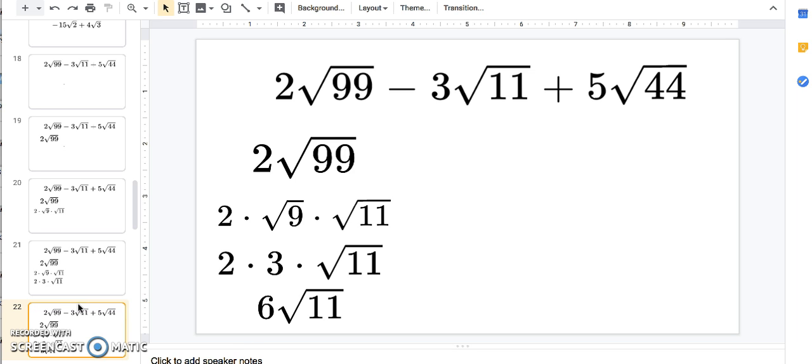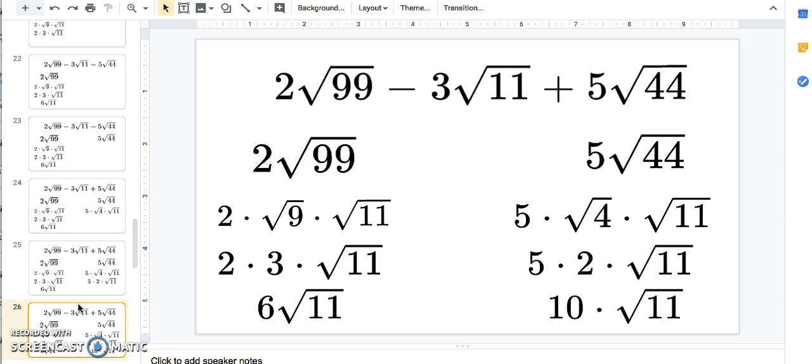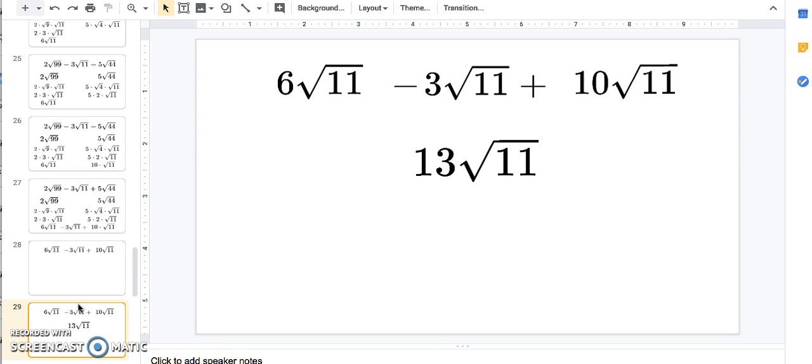Now I look at my second term, negative 3 radical 11. I can't simplify radical 11, so I leave that alone. Looking at 5 radical 44, I can simplify that. So the largest perfect square factor of 44 is 4. So I have square root of 4 times square root of 11. So then square root of 4 is 2. So then 5 times 2 is 10. So I have 10 radical 11. I'll bring down the negative 3 radical 11, and now I can combine them. So I would add or subtract the numbers in front. So 6 minus 3 plus 10 gives you 13. So 13 radical 11 will be my answer for number 14.